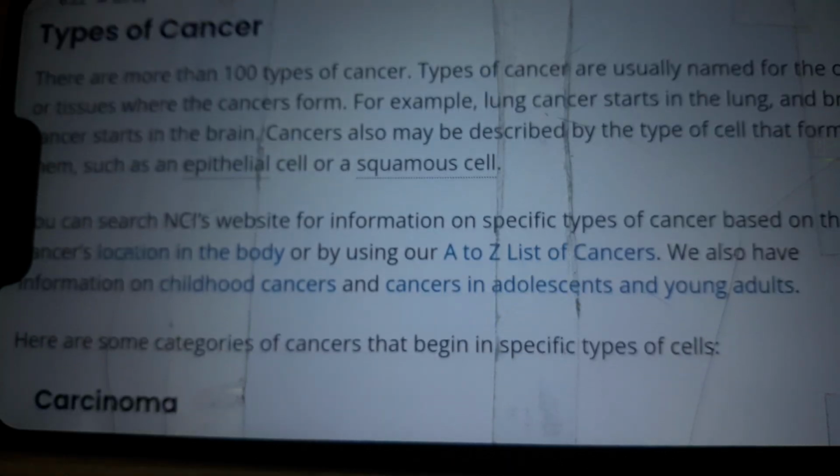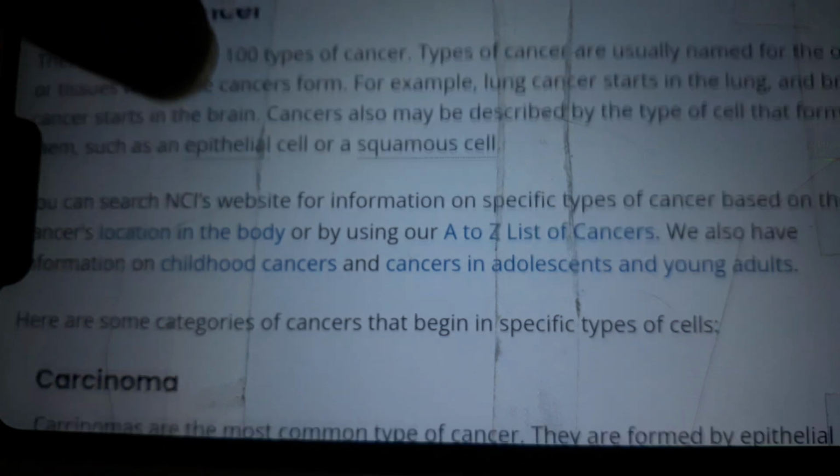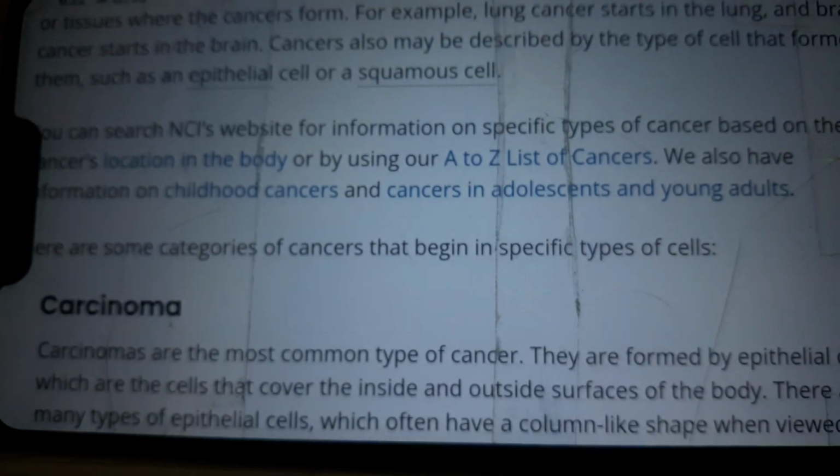Types of cancer. There are more than 100 types of cancer. Types of cancers are usually named for the organs or tissues where the cancers form. For example, lung cancer starts in the lung and brain cancer starts in the brain. Cancers may also be described by the type of cells that formed them, such as epithelial cells or squamous cells.